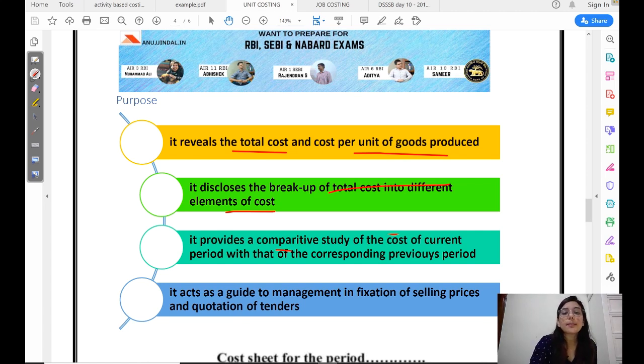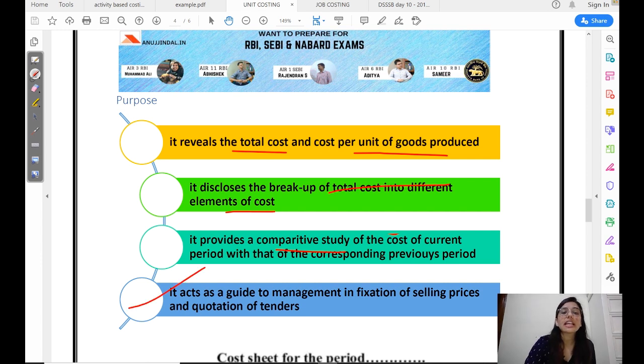Then it provides a comparative study. Since it is made at regular intervals, you could easily compare the two cost sheets, right? And with that comparison you can get to know whether your costs are increasing or decreasing, and in which specific area or in which specific element the cost is increasing or decreasing. For example, you can find out if the administration cost has increased from the past year or not, right? The same goes for different elements.